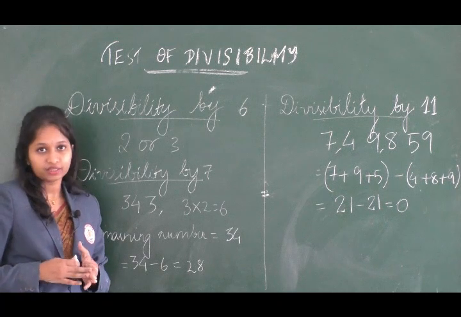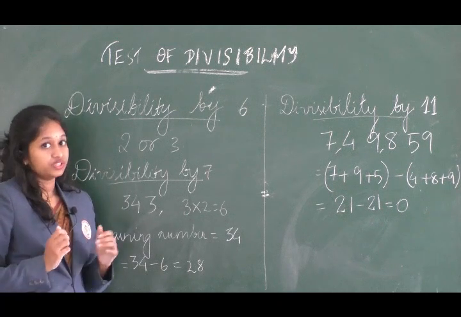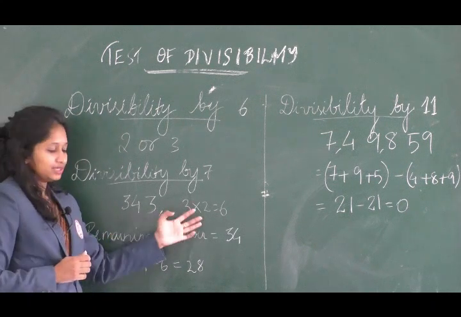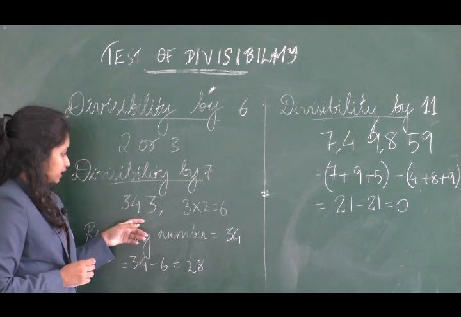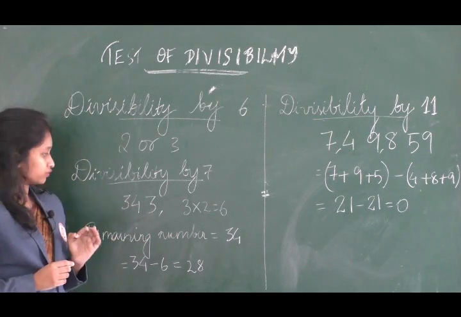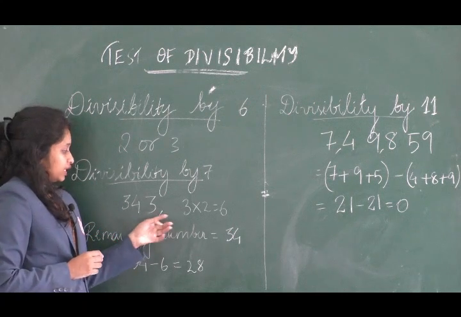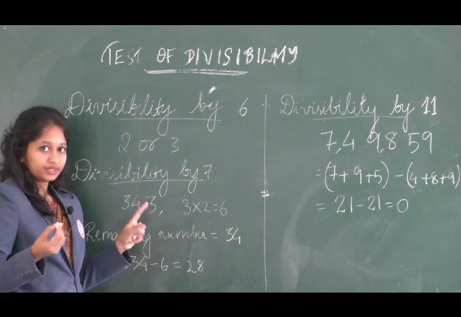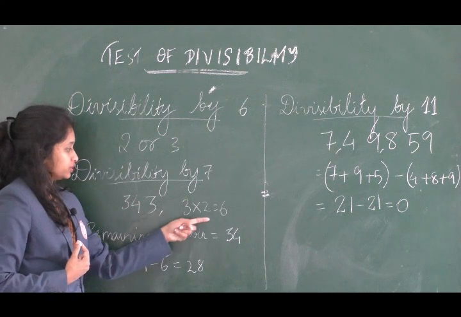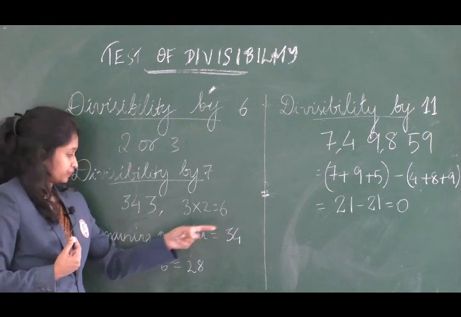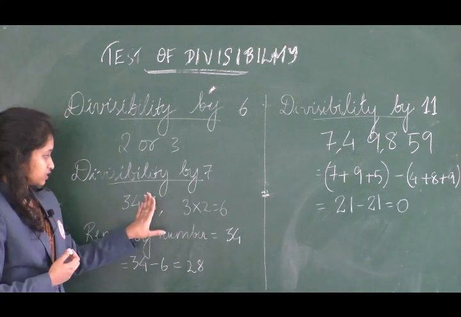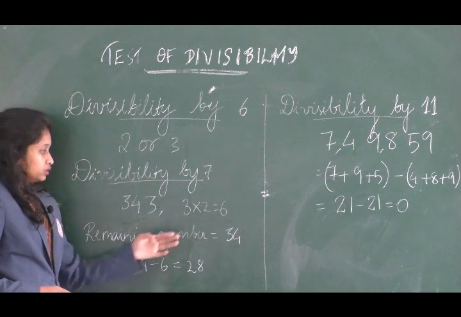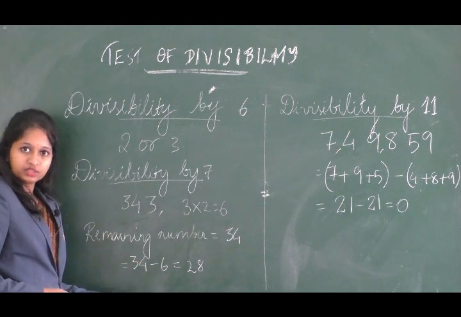Now divisibility by 7. How to check whether the number is divisible by 7? When you get a number, take the last digit of it. Now I have taken a number 343. The last digit is 3. We have to multiply the last digit by 2. So 3 2s are 6. We got 6. And leaving this 3, the remaining number is 34. Now subtract 6 from 34.